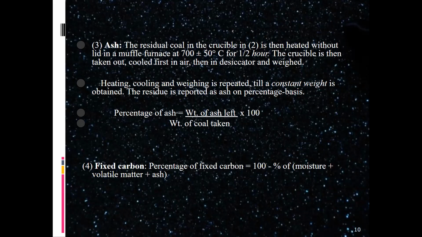After half an hour, you will get the ash compound in the place of the coal in the silica crucible. So when you maintain 700 plus or minus 50 degrees centigrade for 30 minutes, the entire coal sample will be converted to ash.